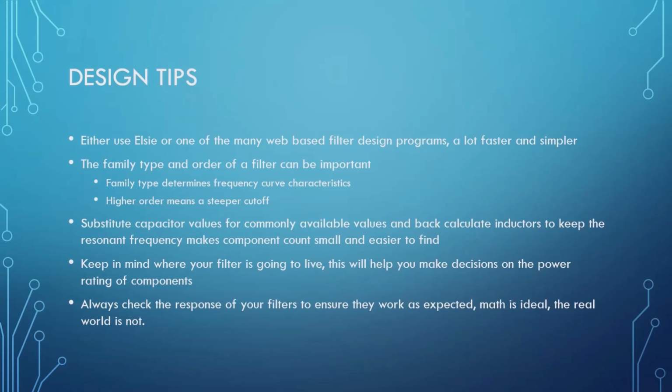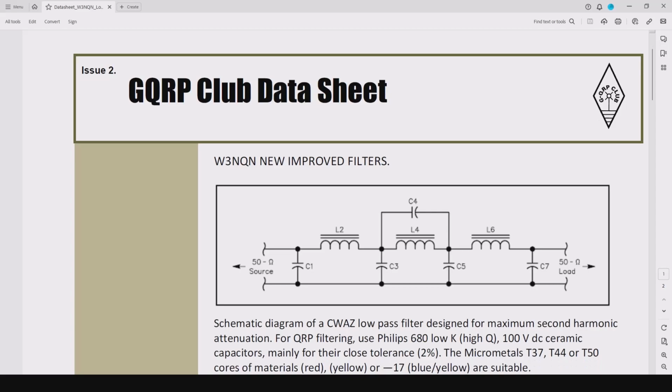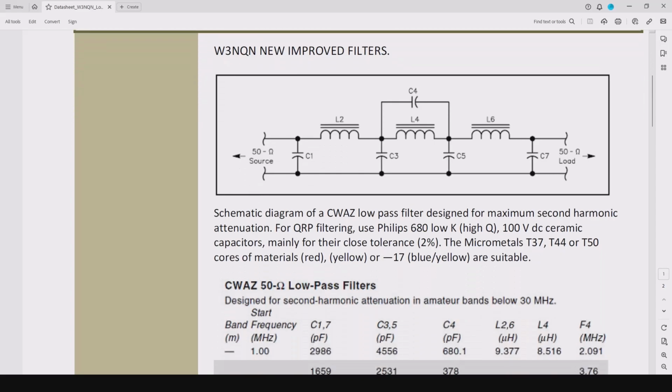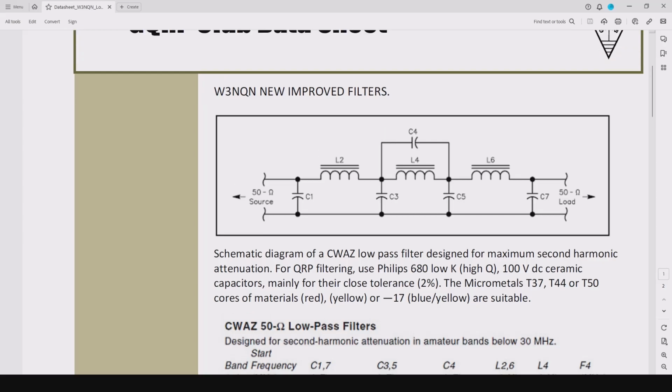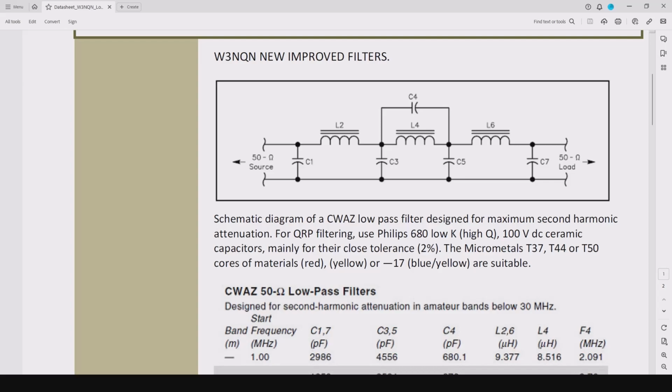Can you all see this GQRP club data sheet? Yeah. Okay. So this 2-page data sheet, and it's actually up in the files section, does all that work for us for a low-pass filter. So these are second harmonic filters. They're based off of W3NQN's article that he published in '99 on maximum second harmonic attenuation for filters in QEX.